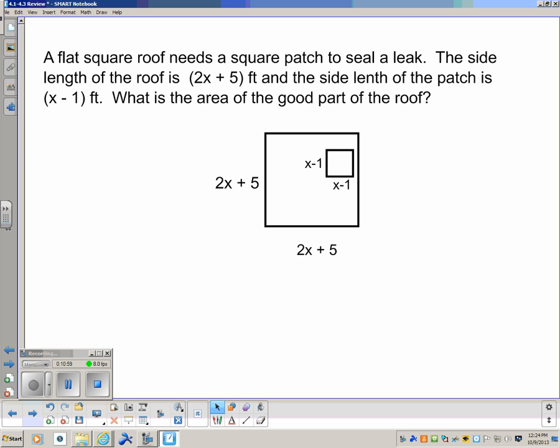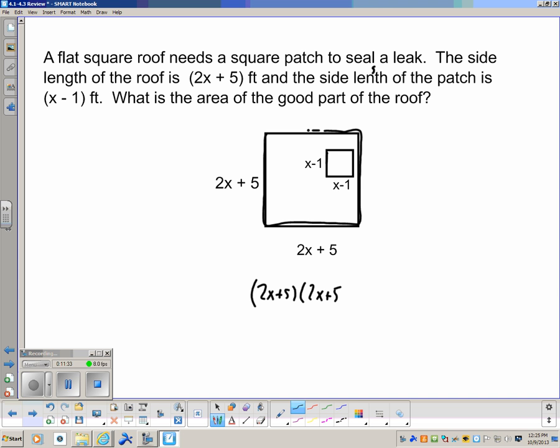A flat square roof needs a square patch to seal a leak. The side length of the roof is 2x plus 5 feet, and the side length of the patch is x minus 1 feet. What is the area of the good part of the roof? So to do this one, if you remember, the area of a square is just length times width, or side times side. So we can take 2x plus 5 times 2x plus 5. That'll give me the area of this whole entire square here.